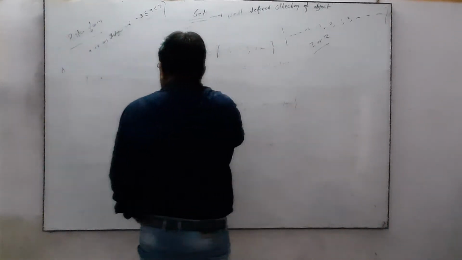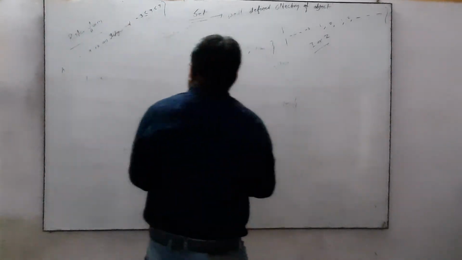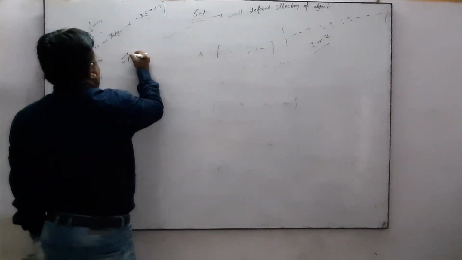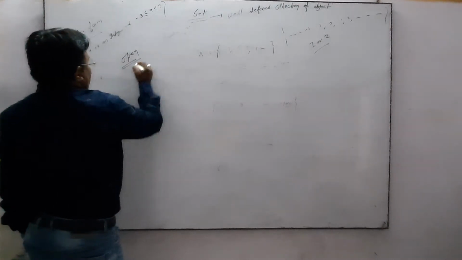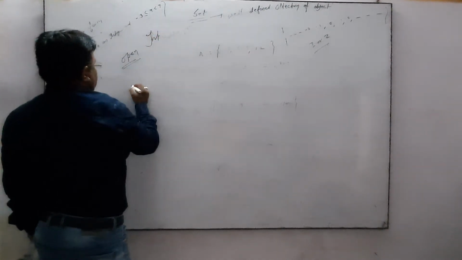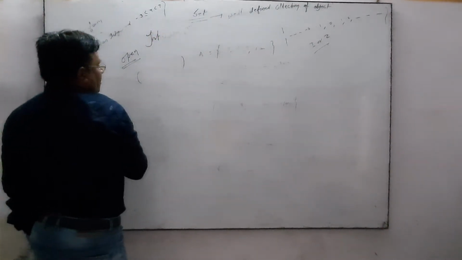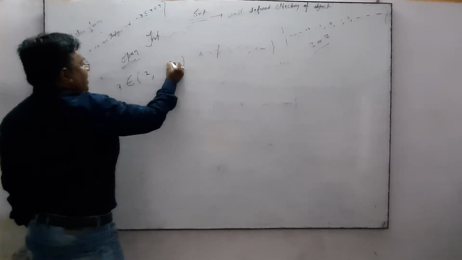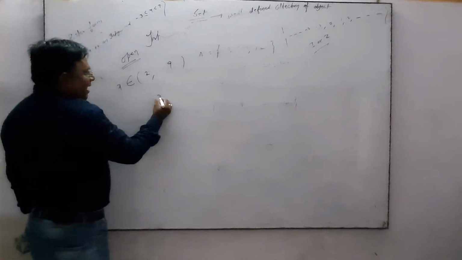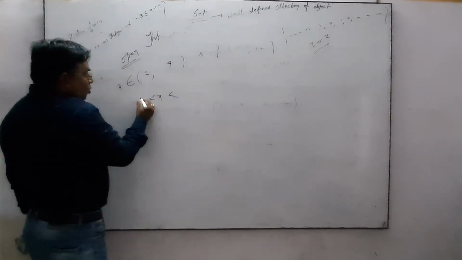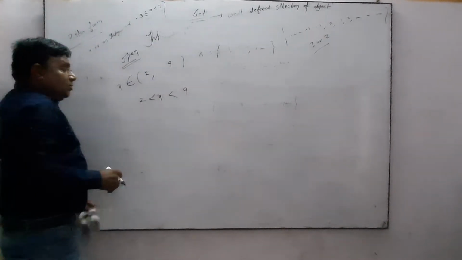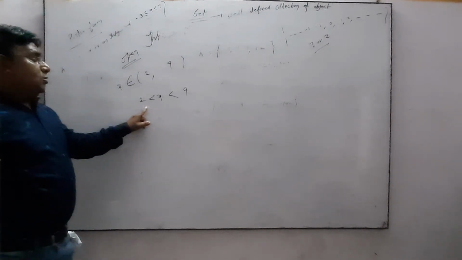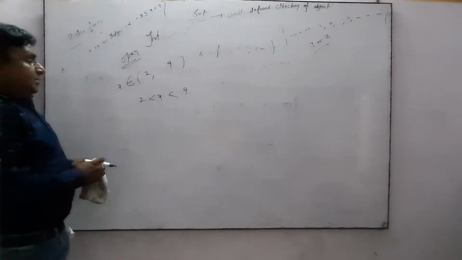That open interval means denoted by small bracket. For example, x belongs to (2, 9). This is an open interval, that means x is between 2 and 9. 2 and 9 are not included. Any x value from 2.1 to 8.9, right?